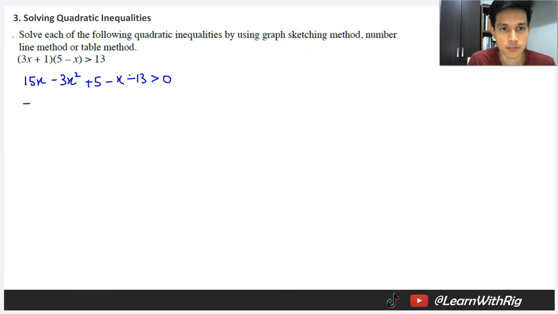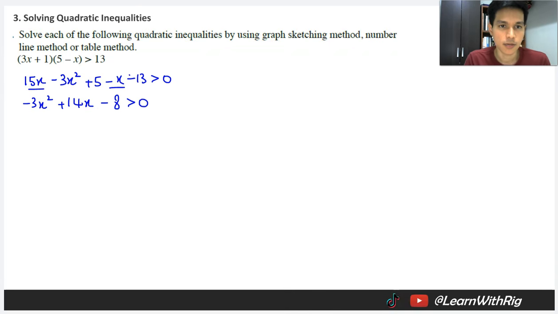So now you can rearrange this. Minus 3x squared. You've got minus x here and plus 15, so you get plus 14x. And then you've got plus 5 minus 13, you get -7. Sorry, -8. My bad, -8.